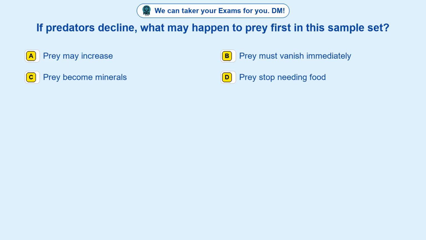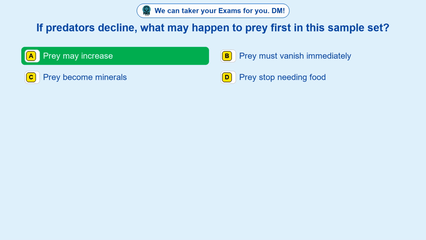Question 18. If predators decline, what may happen to prey first in the sample set? Option A. Prey may increase. Option B. Prey must vanish immediately. Option C. Prey become minerals. Option D. Prey stop needing food.